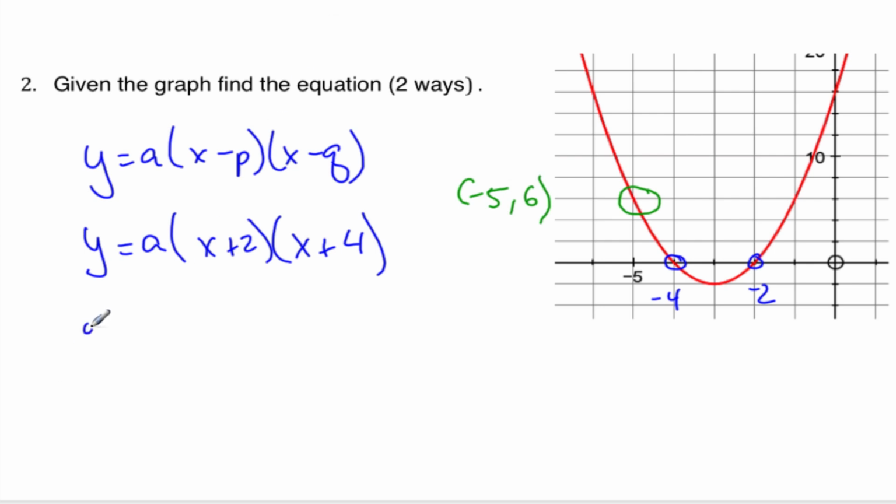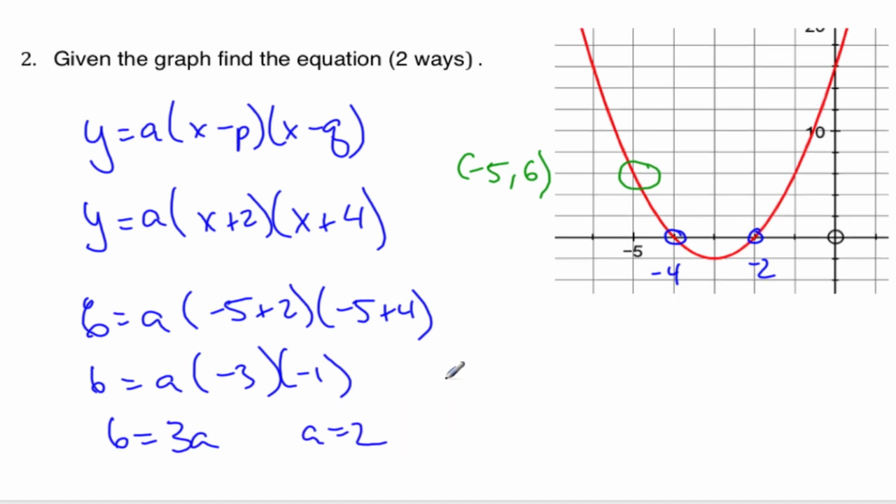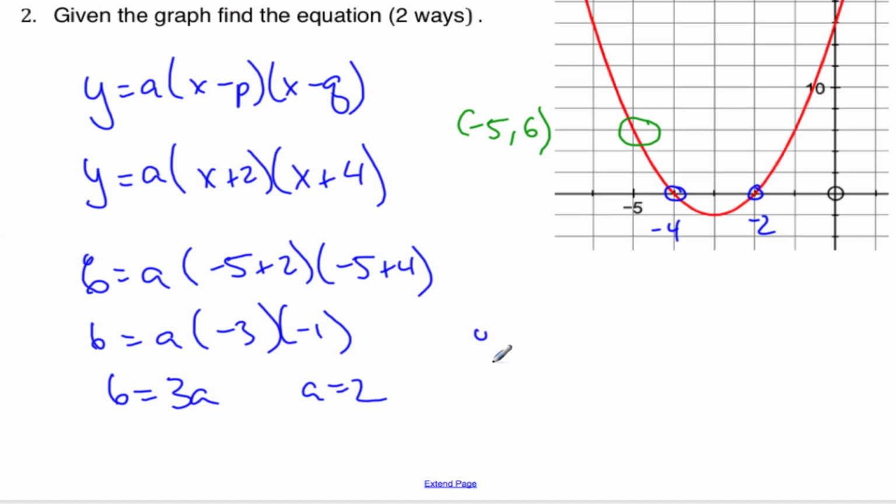And so 6 is equal to a(-5 plus 2)(-5 plus 4). 6 equals a times -3 times -1. So 6 equals 3a, and so a is 2, which we knew from before anyway. It's going to be the same equation. So y equals 2(x plus 2)(x plus 4).